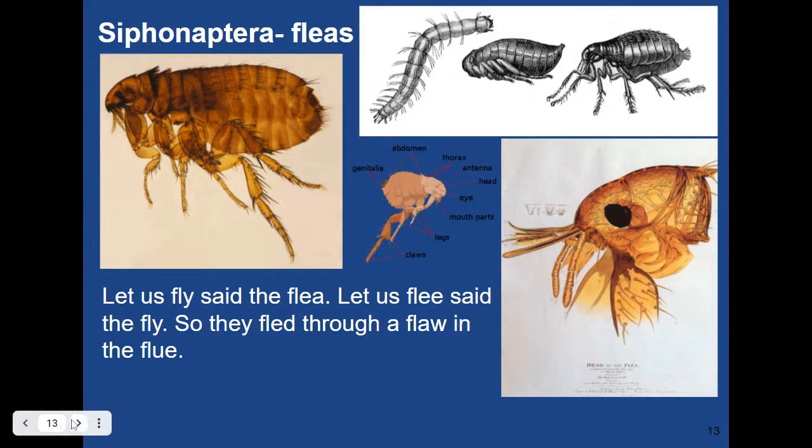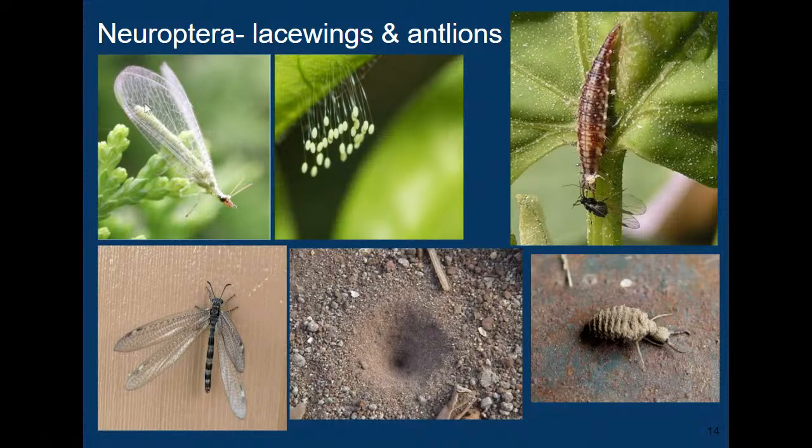Okay. Neuroptera is a smallish group, but they're all good pest control. If you have lace wings or antlions around, they're good for taking care of aphids. So if you've got smaller insects that are on your vegetables, lace wings and antlions are nice to have around. They are especially good at eating aphids. This one right here has an aphid in its jaws.